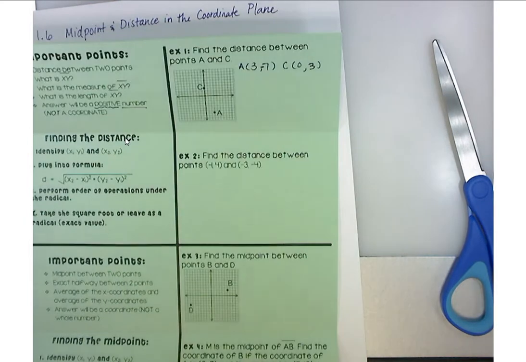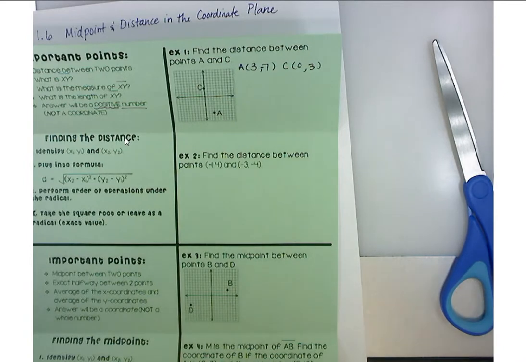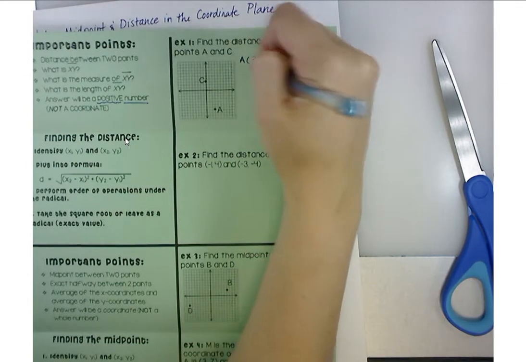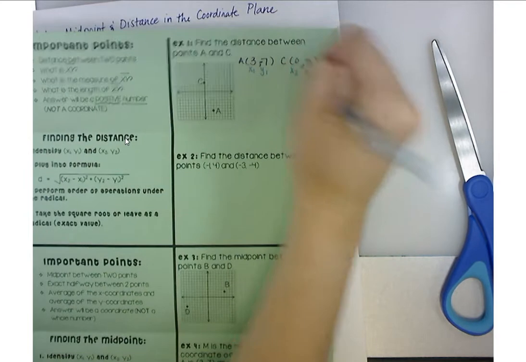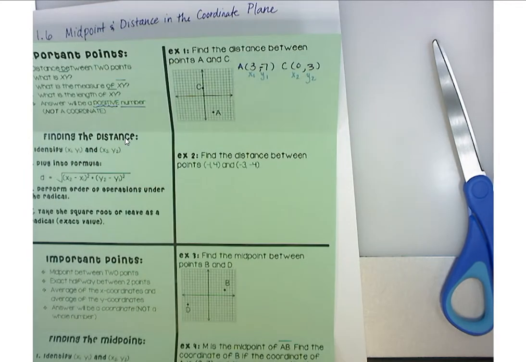Now, like I said before, it doesn't matter what you label as your X1, Y1. So you can choose. I'll usually just go in order. So whatever's listed first, I'll make that my X1, Y1. I'll make this my X2, Y2. And then we're going to substitute into the formula.